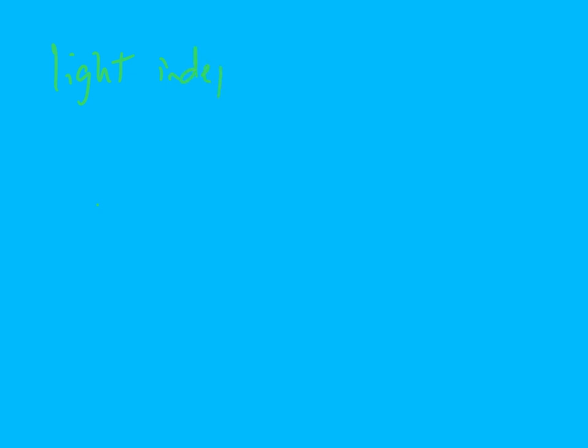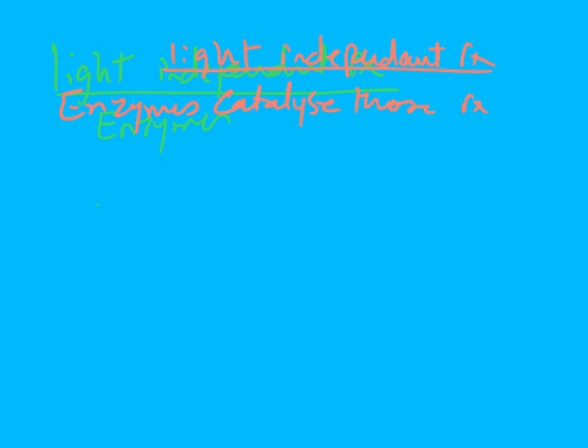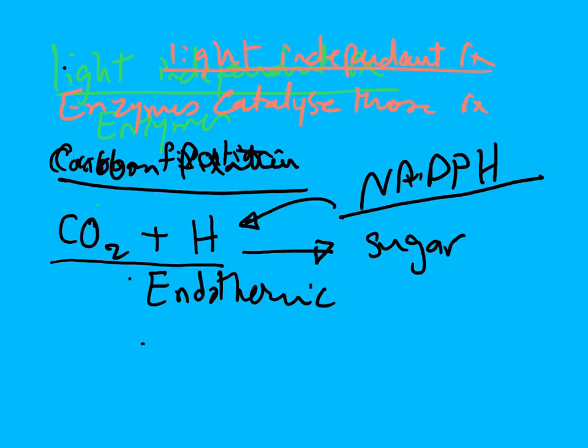Light independent reactions depend mainly on enzymes. They don't use light as a catalyst. Here enzymes are the catalyst, so enzymes catalyze those reactions. Those reactions involve what we call carbon fixation, which is supplied from ATP.